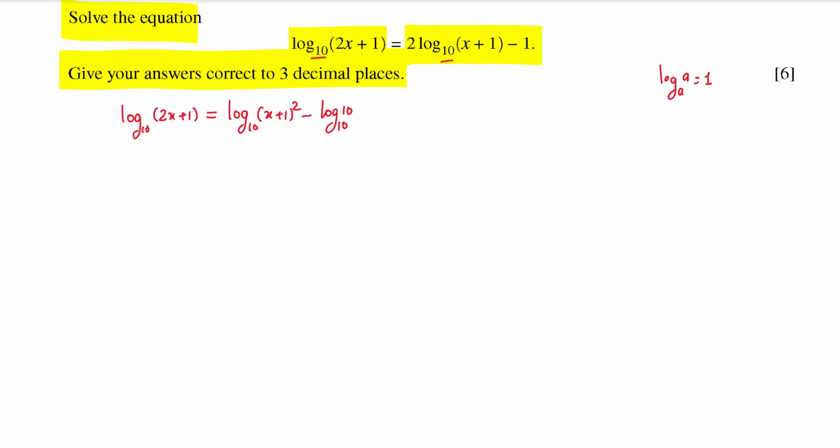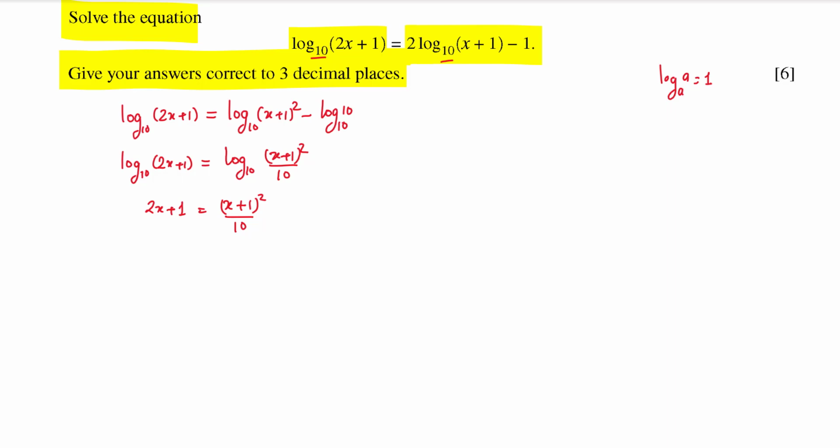And then we will use the property: there is a minus, so minus means the original thing has to be division, so it is log of x plus 1 whole squared divided by 10, and now we have log on both sides. It's the same type as before: when we have log on both sides, we can remove the log from both sides, so we are left with 2x plus 1 equals x plus 1 whole squared upon 10.